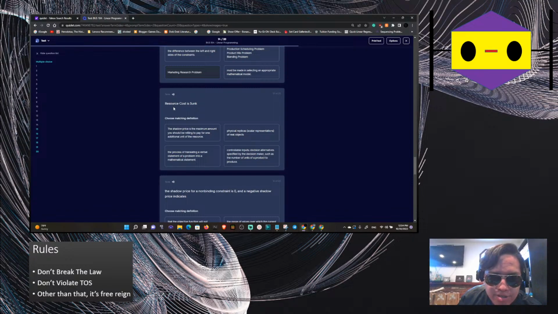What is reduced cost is sunk? Wait, reduced cost? That means saving money, right? Resource cost, my bad. Resource cost. Okay, sunk, losing money, sunken in. Okay, sinking. Sunk means you already lost it and you're never getting it back. So what does it mean? Sunk. We can decide how much we want to lose. So you're saying it's A.